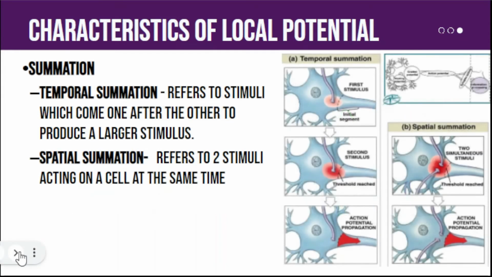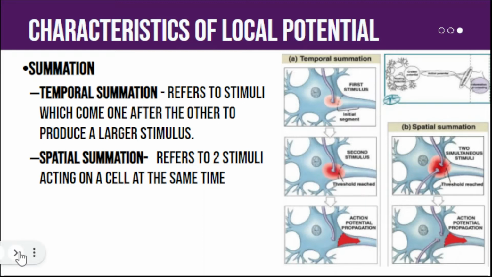Next characteristic of all local potentials: if it wants to propagate the signal, if it wants to be able to excite fellow neurons, then it must apply summation. And there are two types of summation. When we say temporal summation, stimulus is given consecutively, sunod-sunod. They come one after the other to produce a larger stimulus. That's your temporal summation. But when we say spatial summation, it refers to two stimulus acting on a single cell.